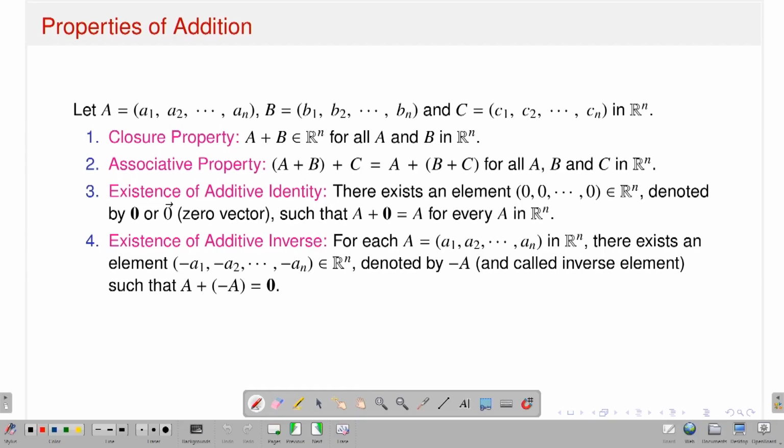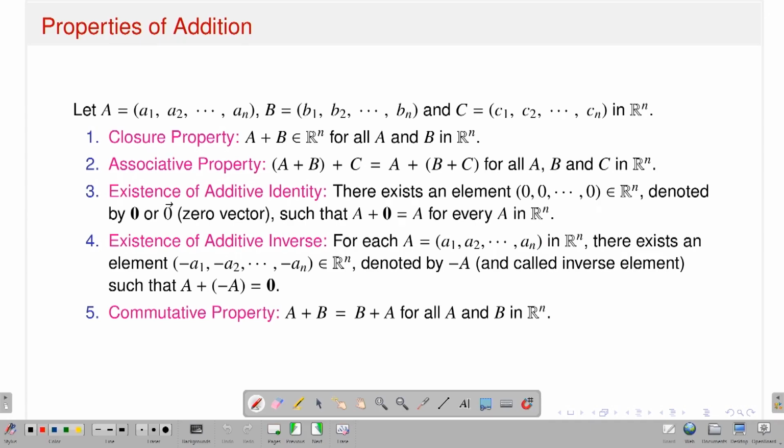The next property is the existence of additive inverse. For each vector A in Rn, if A is A1, A2, ..., An, then there exists another element, minus A1, minus A2, ..., minus An, which is also in Rn and denoted by minus A, called the inverse element, such that A plus minus A equals 0, that identity element. So, this is the fourth property of vector addition.